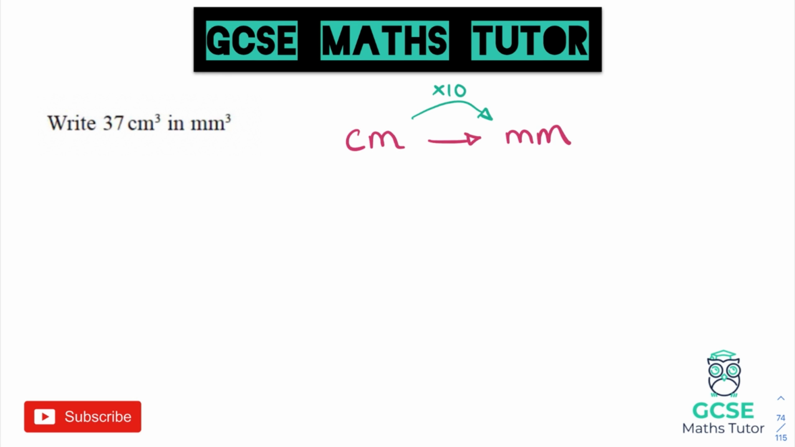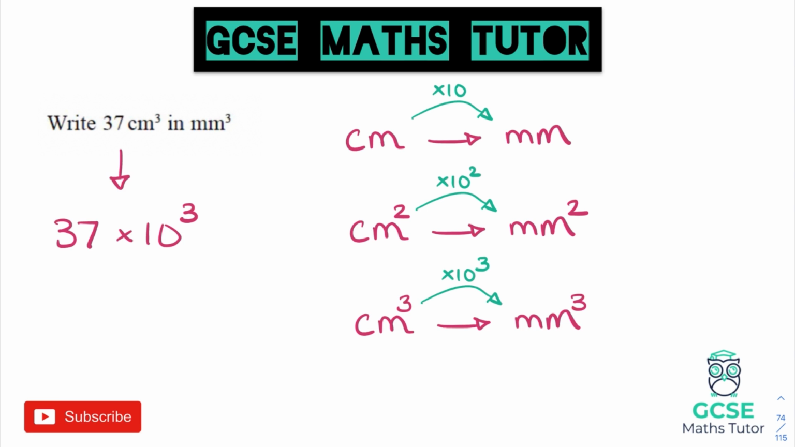If you have to convert area or volume units, remember that to convert the length to the area, you square the conversion, and to convert volume, you cube the conversion. So here, to get from 37 centimetres to millimetres, we times by 10 cubed, which is just timesing by 1,000.